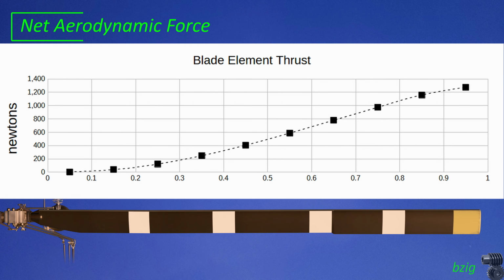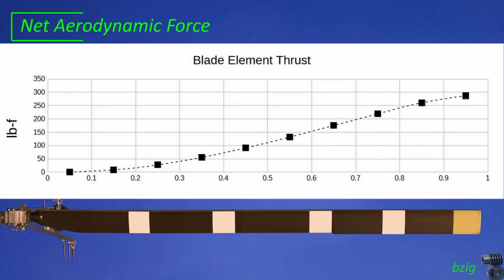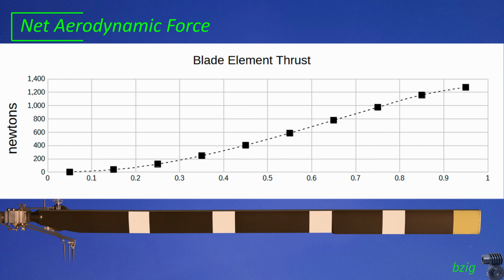That answer in newtons is now on the screen, and now here's a chart in US units. The maximum gross weight of the R44 is 2,500 pounds, or about 11,000 newtons. And if you add up each of these blade elements, it adds up to about half of that, but there are two rotor blades, so multiply by 2, and the numbers now add up.